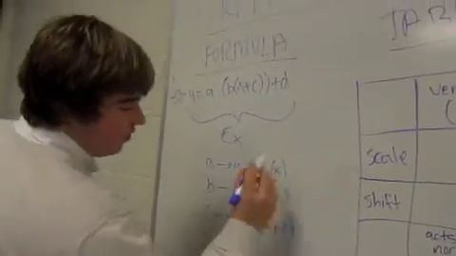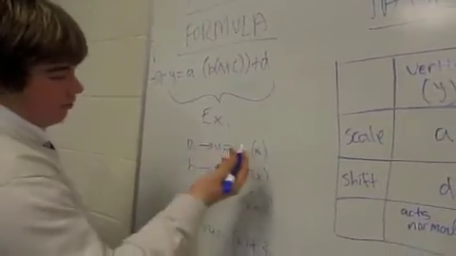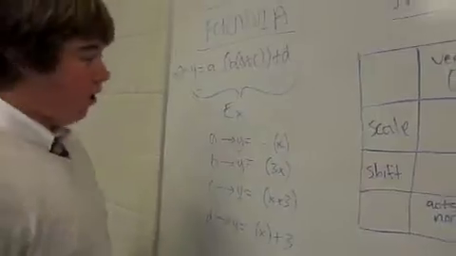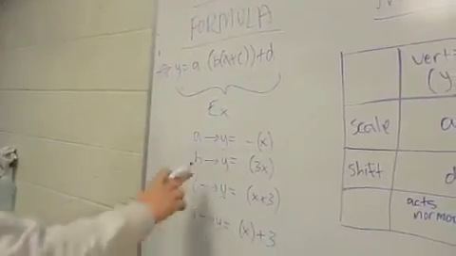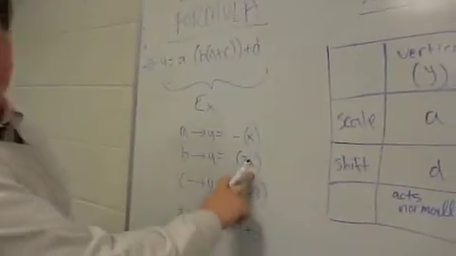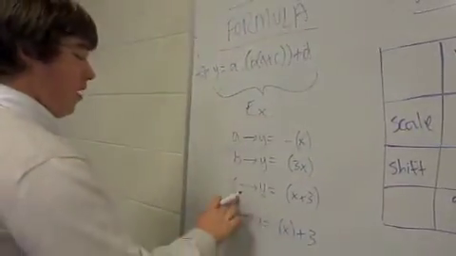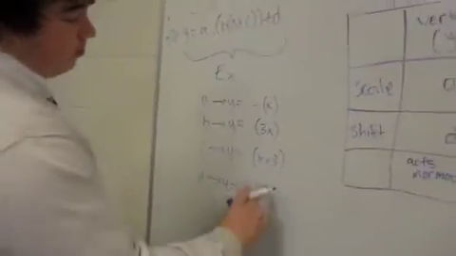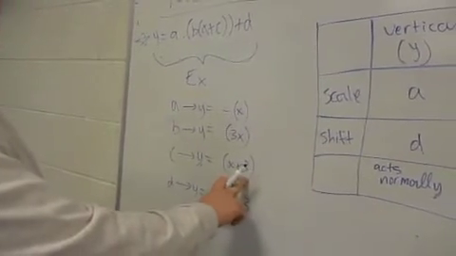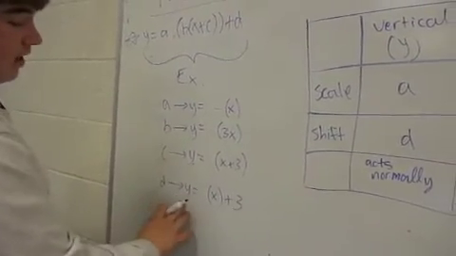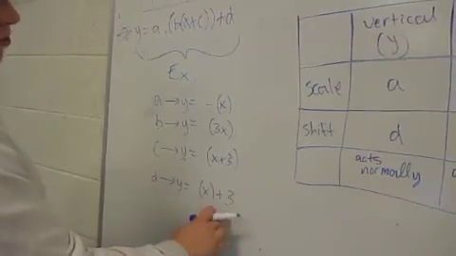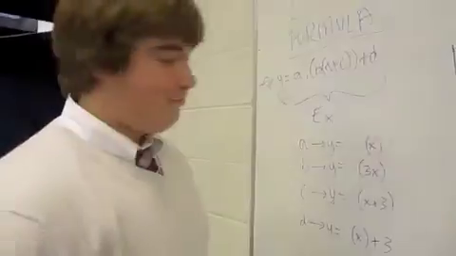An example of a would be just having a negative in front of the x, or a 3, or a 4, whatever you want. An example of b would be inside the parentheses, there would be a 3, or a negative, or whatever. An example of a c would be x plus 3 inside the parentheses. And then an example of a d is x and then after the parentheses plus 3.